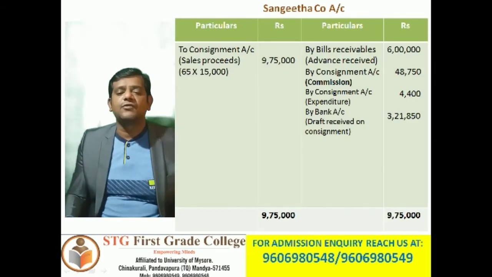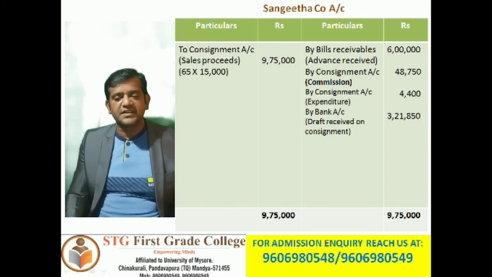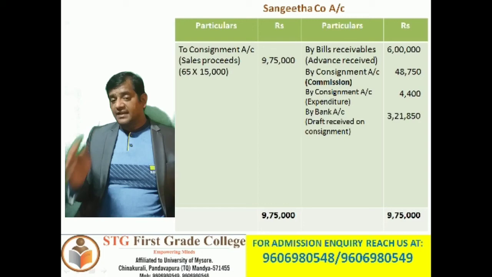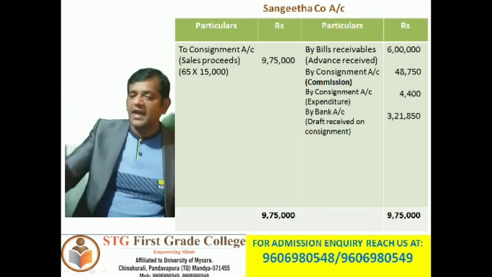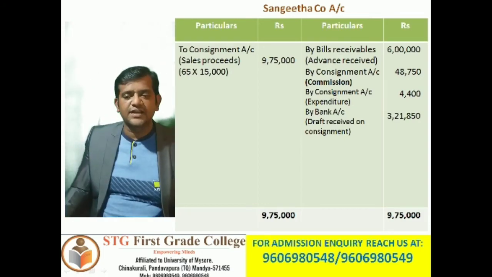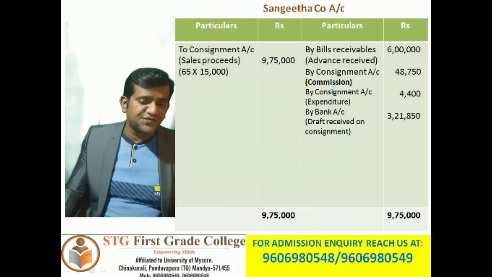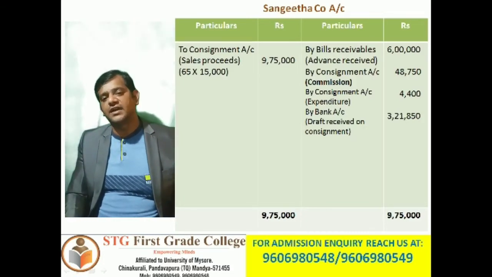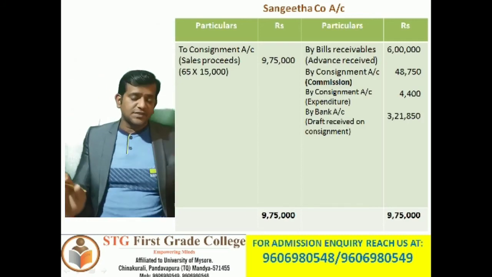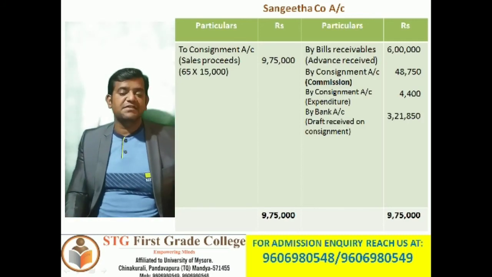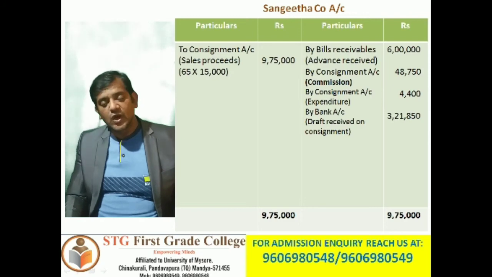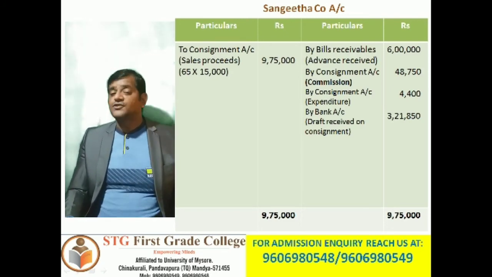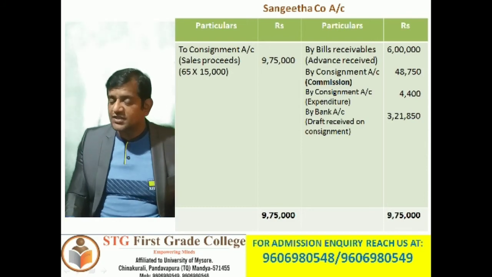By bank account, that is draft received on consignment. So find the difference and put it down. So that is 9,75,000 minus 6 lakh minus 48,750 minus 4,400. So the difference is 3,21,850. So now both sides total 9,75,000 in the amount column in the debit as well as credit. Okay, so I believe you have understood this problem.